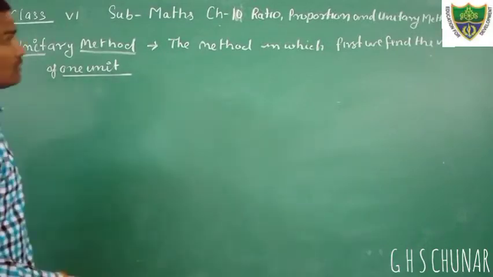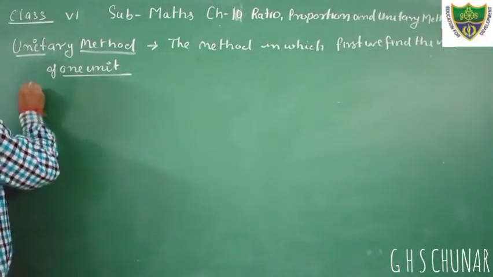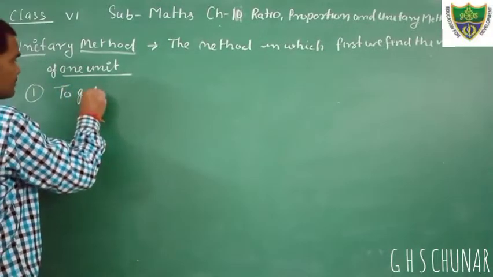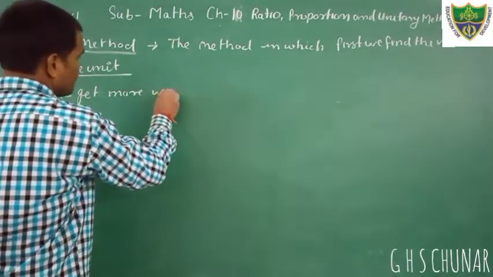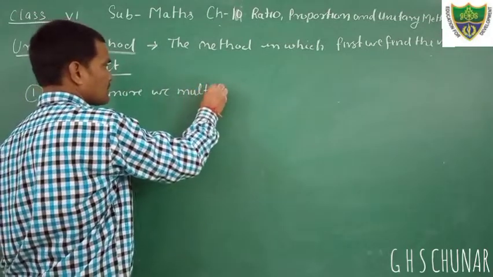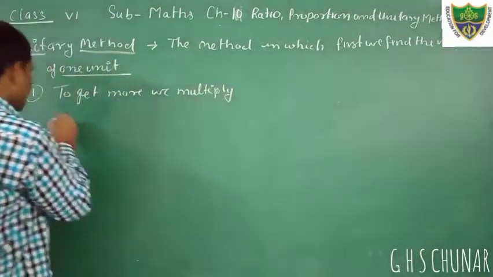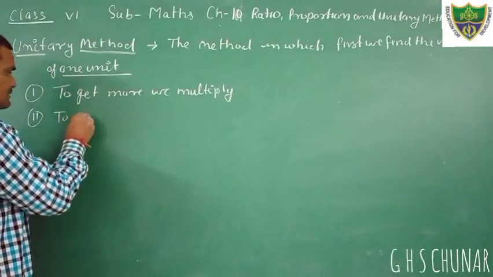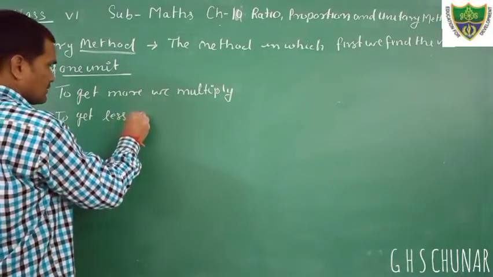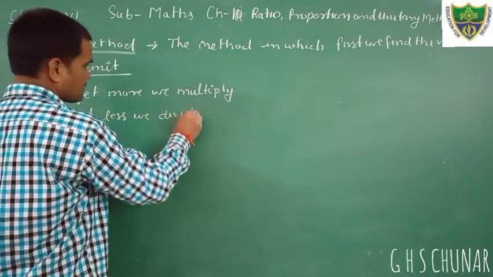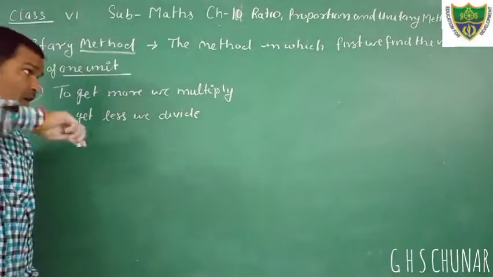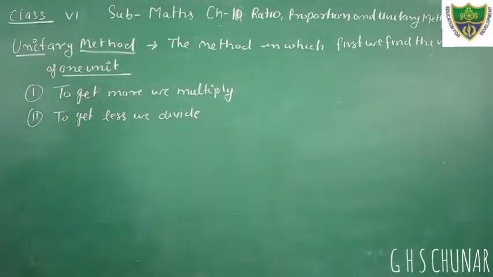So, to find the value of one unit: to get more, we multiply; to get less, we divide. First we find the value of one unit. In this method, first keep it in mind, then solve the unitary method. To simplify the rule, use: to get more we multiply, to get less we divide.